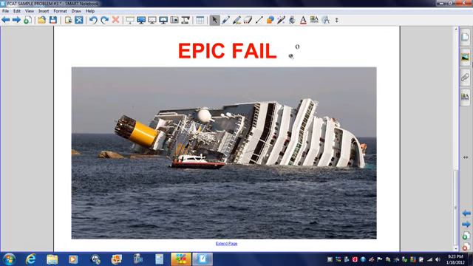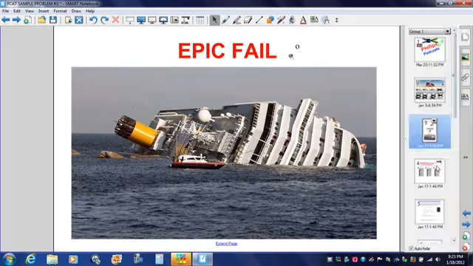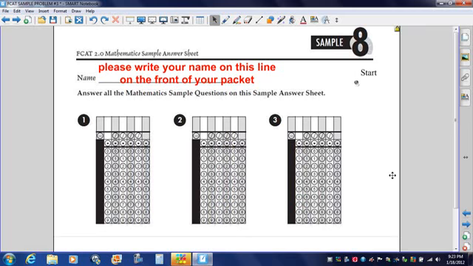Oh my gosh! You should have a packet in front of you. You can write on this packet. So I'm going to ask on the front page where it says name and it has a line, if you would, please take a minute, write your first and last name on the front of your packet with a pencil. Now, let's get started.